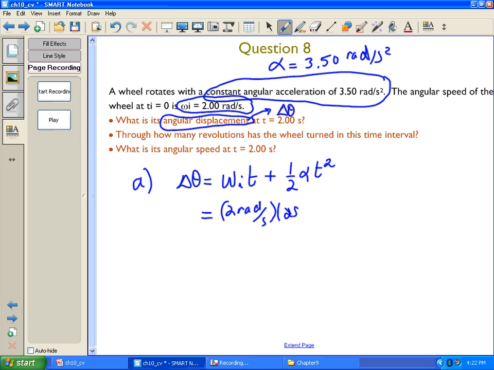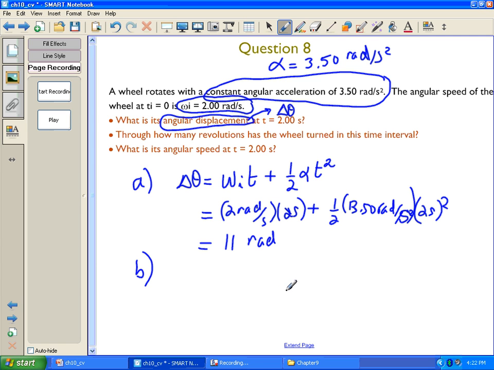So 2 rad/s times 2 seconds plus 1/2 times 3.5 rad/s² times 2 seconds, the whole thing squared. When we plug in our numbers, we should get 11 rad.